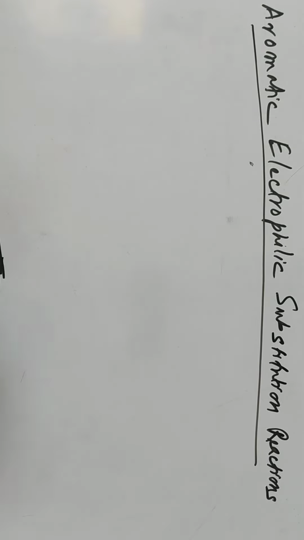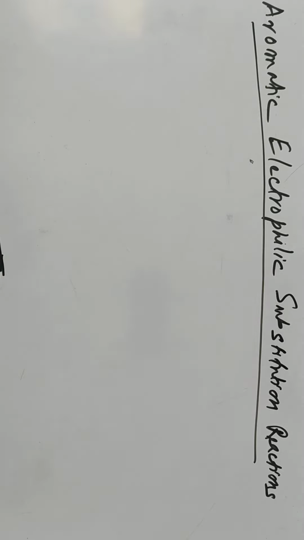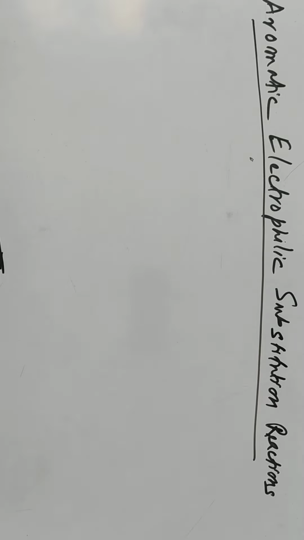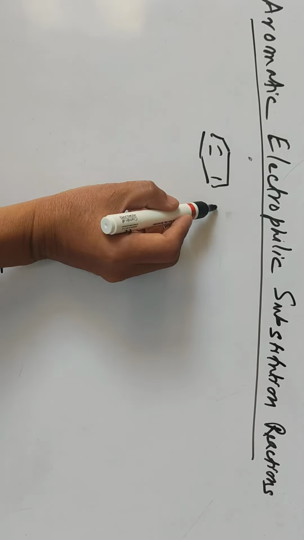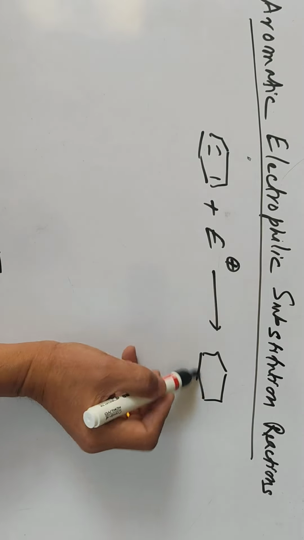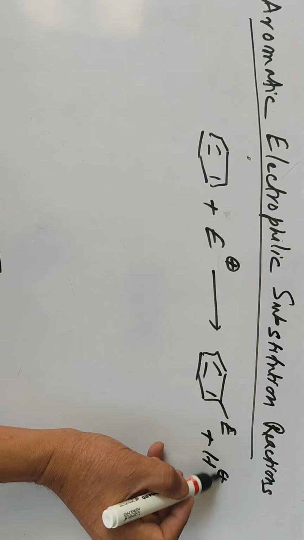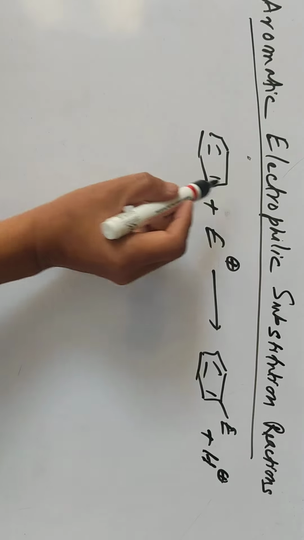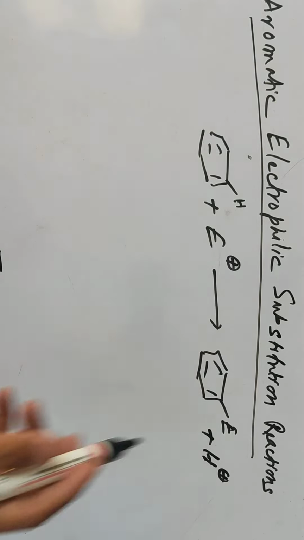In the case of aromatic electrophilic substitution reactions, we discussed earlier in the last class that benzene itself is a nucleophile, so it undergoes electrophilic substitution reaction. So benzene reacts with an electrophile to give this product along with this one. Here one hydrogen atom is displaced by the electrophile. This is addition followed by elimination.